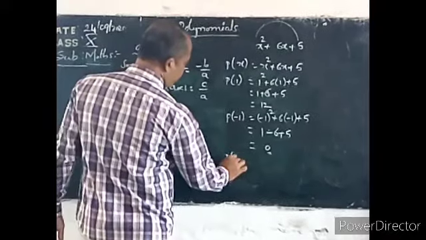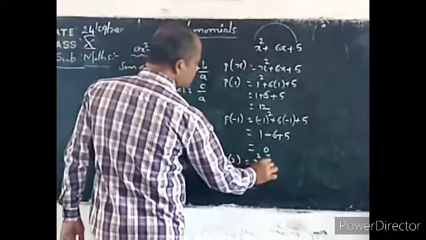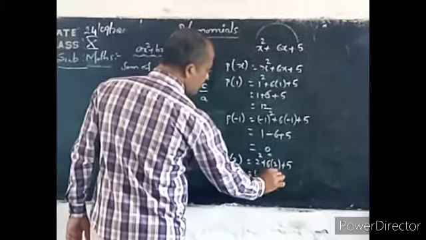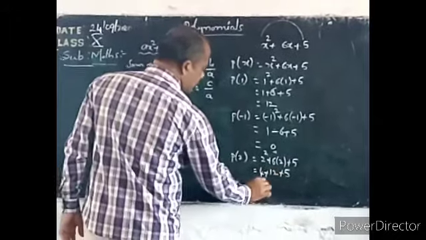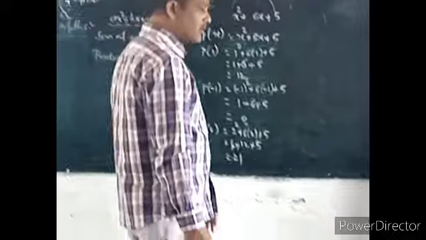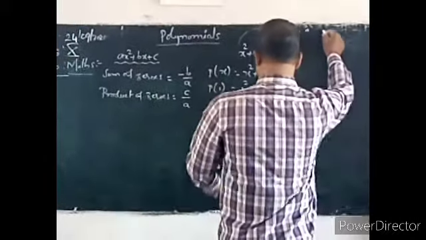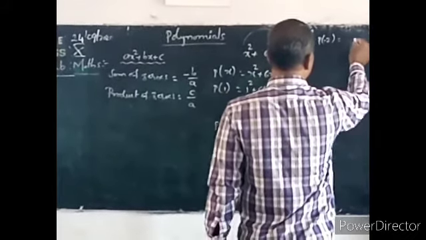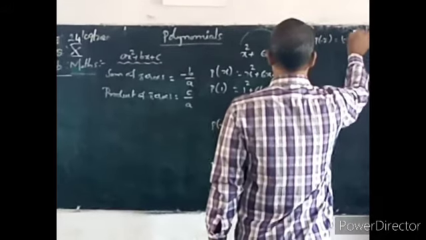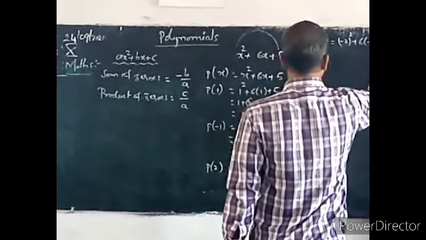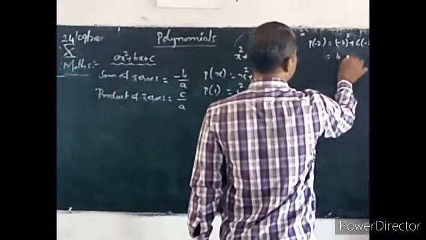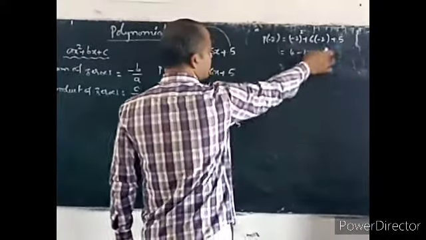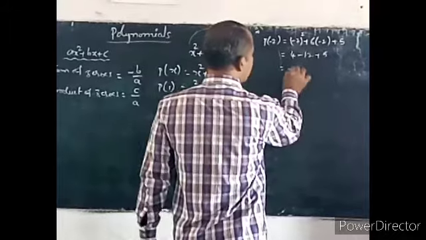Next, p of 2. 2 square plus 6 into 2 plus 5. How much? 2 square is 4, 6 into 2 is 12, plus 5. 16 plus 5, that is 21. In the same way, p of minus 2. How much? Minus 2 square plus 6 into minus 2 plus 5. Minus 2 square is 4, plus 6 into minus 2 is minus 12, plus 5. 4 plus 5 is 9, 9 minus 12 is minus 3.